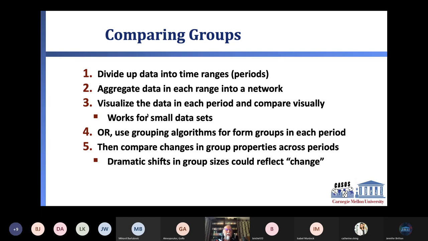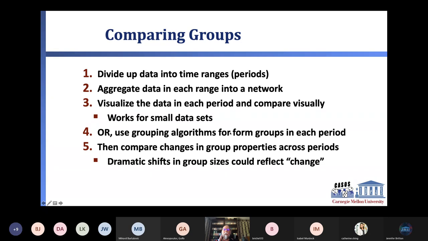So let's pop back up to the high level and talk about comparing groups. Just to recapitulate, our strategy is to divide the data up into time periods, or windows. We aggregate the data in each window into a network. Now, we have a lot of choices here. We could visualize the data in each window and compare them visually. That works for small data sets. The human eye is remarkably sensitive at catching changes in patterns, so that could be a strategy we adopt. But if you have a big data set, that's really not going to work too well for you.